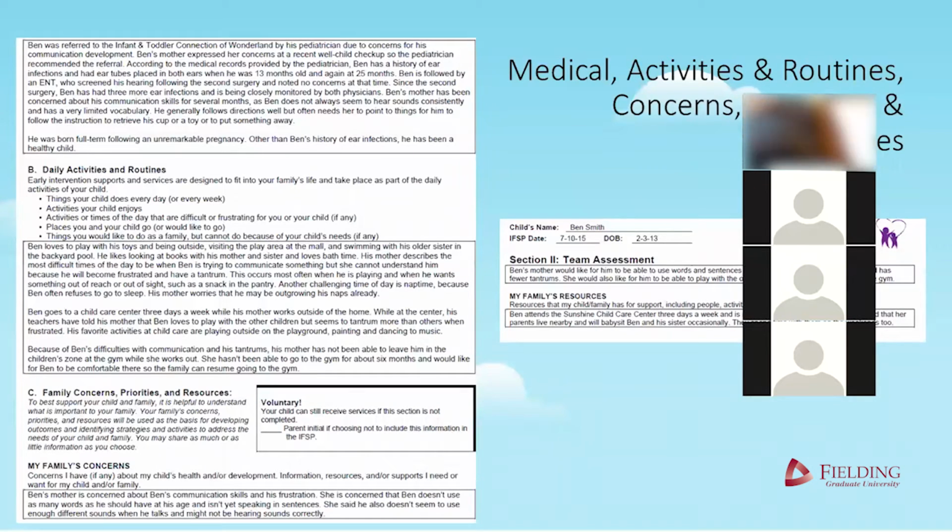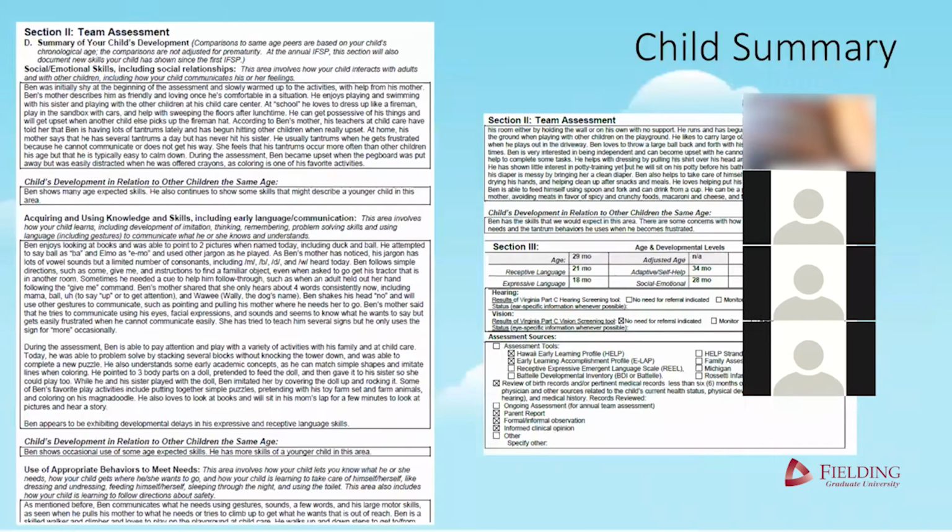And I just threw an example of an IFSP up here. So you can see right here, we have the daily activities routines. This is the medical information, the family's concerns, their resources, and their priorities. And so that gives you a good understanding of what we're looking for.